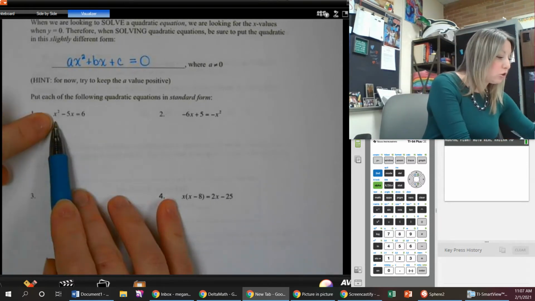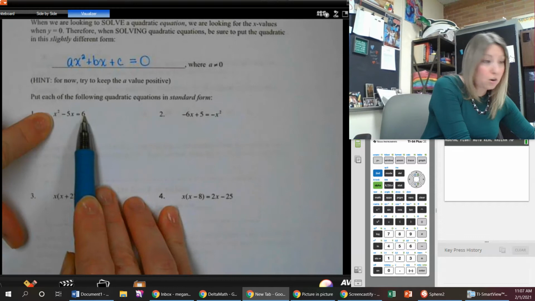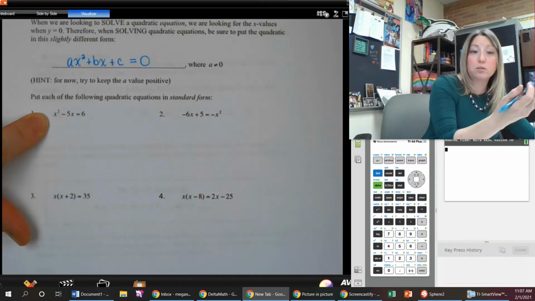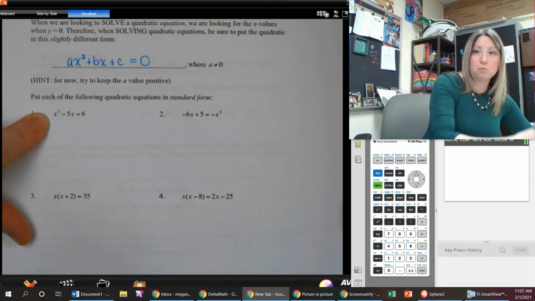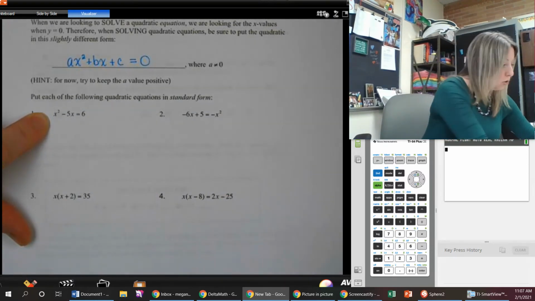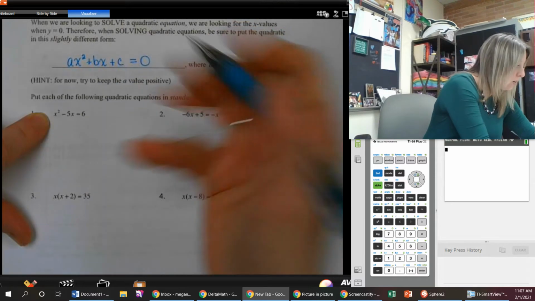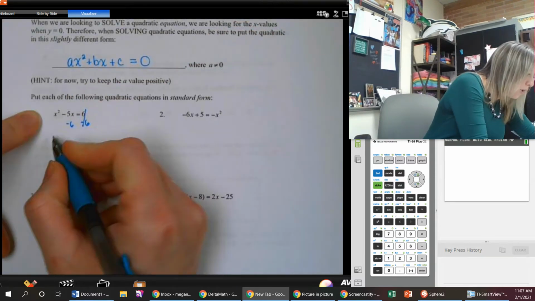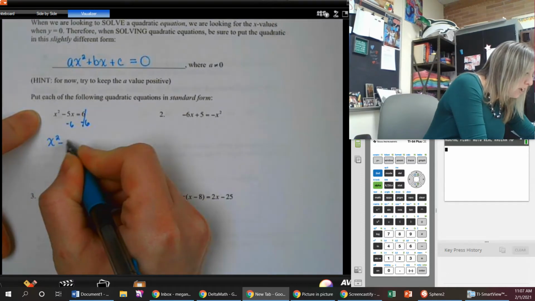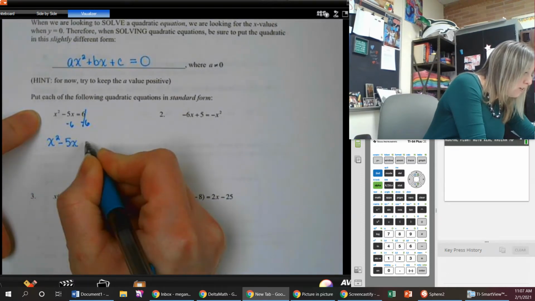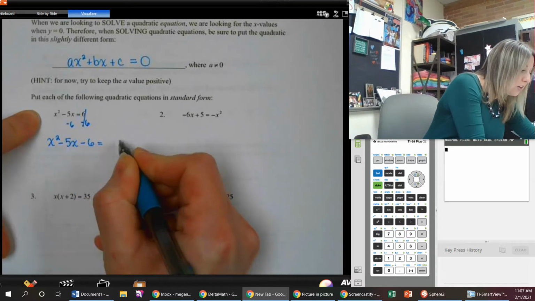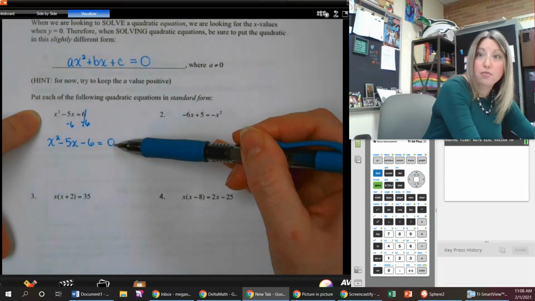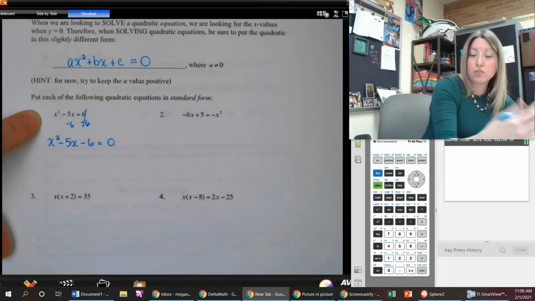And let's scooch this 6 over to be with our positive x squared and our negative 5x. Because remember, standard form is going to be ax squared plus bx plus c equals 0. So we want this side to be a 0. So we'll subtract that 6 from both sides of the equal sign. The x squared term comes first. The x term on its own comes next. Then the minus 6, the constant at the end, and now equals 0 because 6 minus 6 is 0 over here. And that will be important in the second half of this lesson.